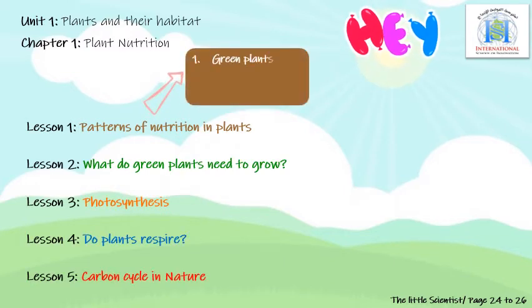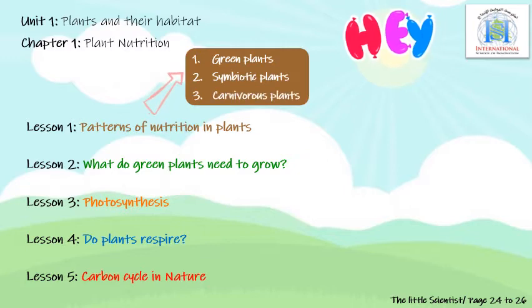Green plants are autotrophs, they are producers since they produce their own food. Symbiotic plants have special relationships with other organisms to get the food they need. Carnivorous plants are the plants that consume insects to absorb and find the nutrients they need to live and grow healthy. Now, what do green plants need to grow?